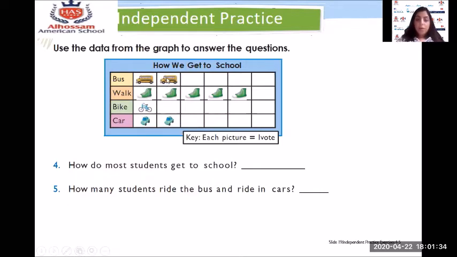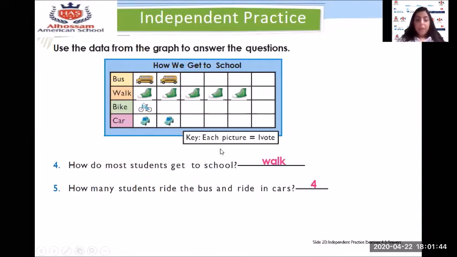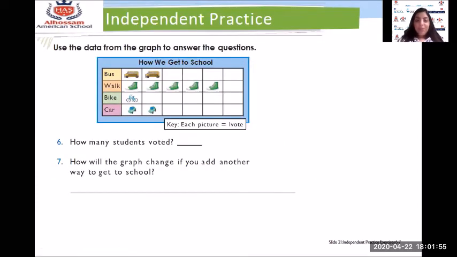By bus? By walk? Yeah, this is the most number of students. They get to school by walk. And how many students ride the bus and cars together? 2 and 2, 4. Thank you.